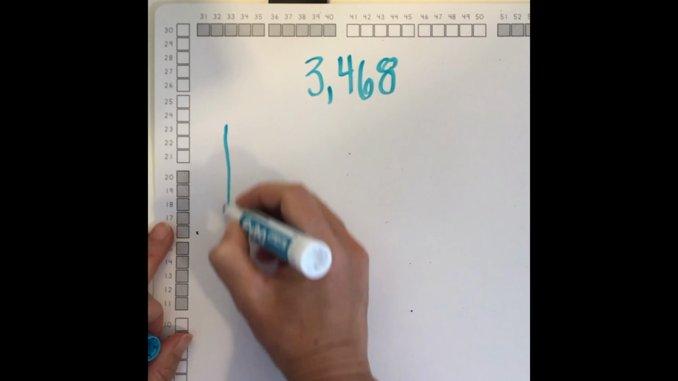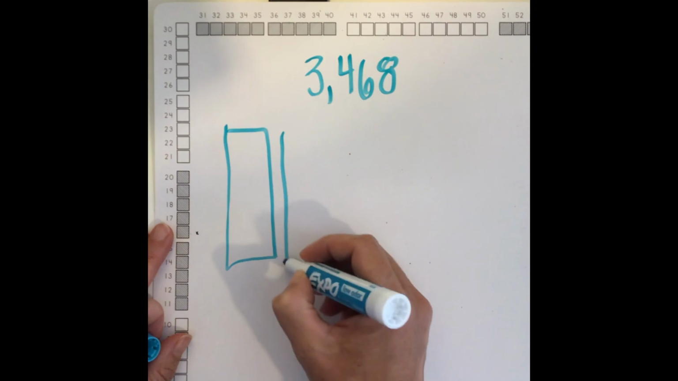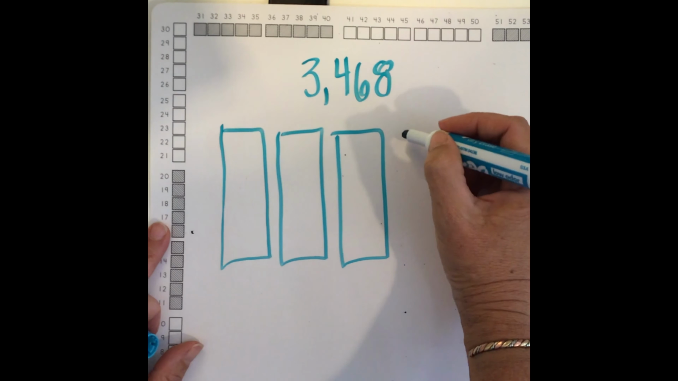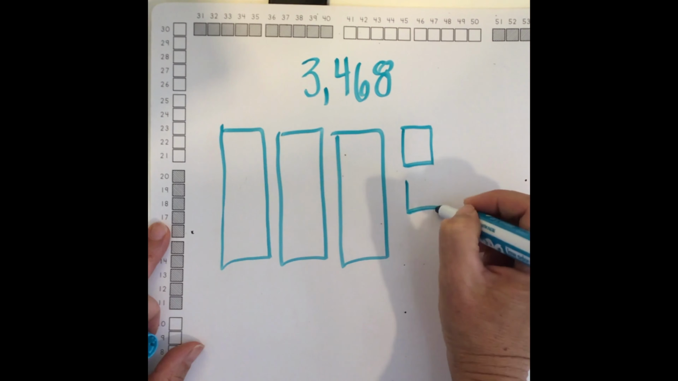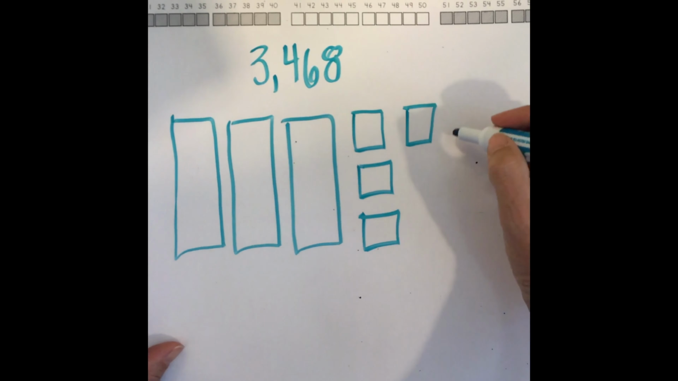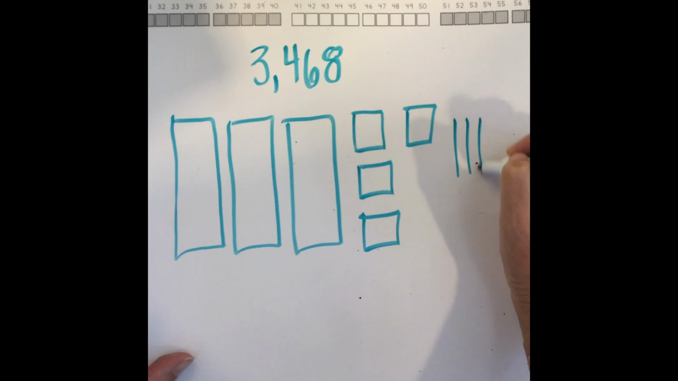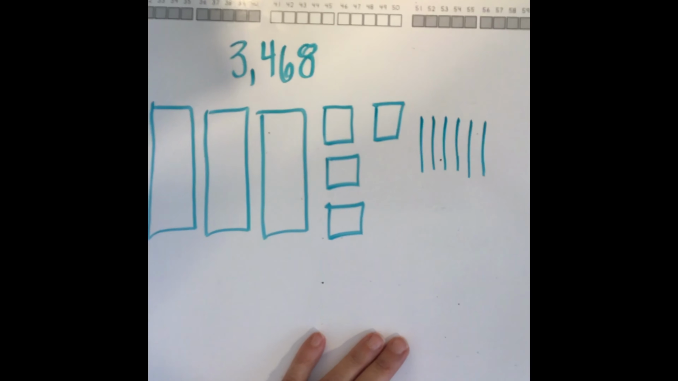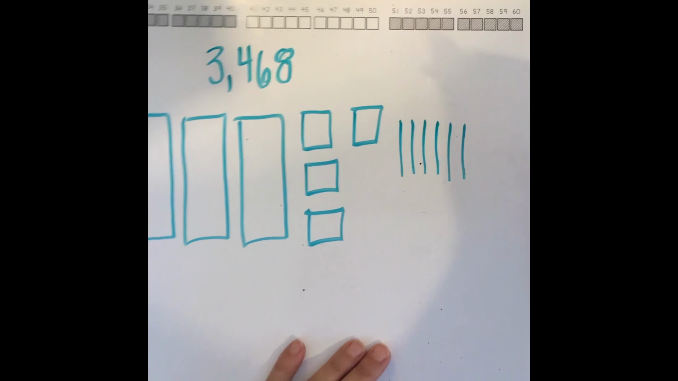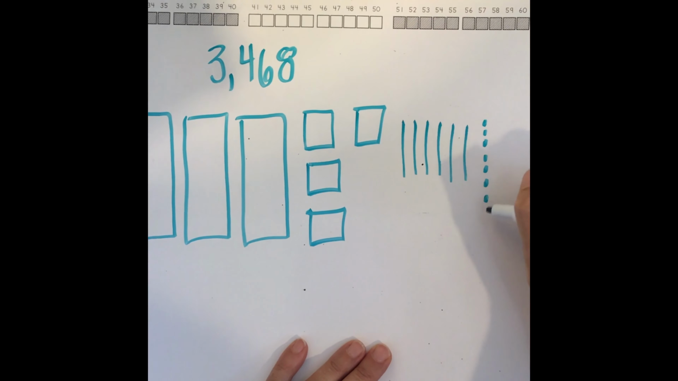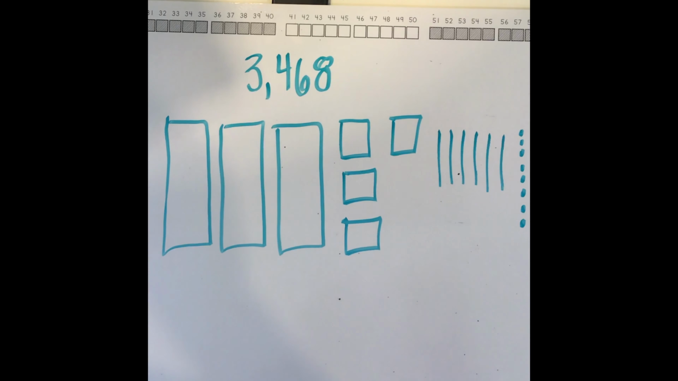Well, let's just agree. We're going to say a rectangle stands for thousands. Okay. A square stands for hundreds. A line stands for tens. We've got 6 of them. And then when we want to show 1, we have 8 of them. We're just going to do dots. 1, 2, 3, 4, 5, 6, 7, 8.